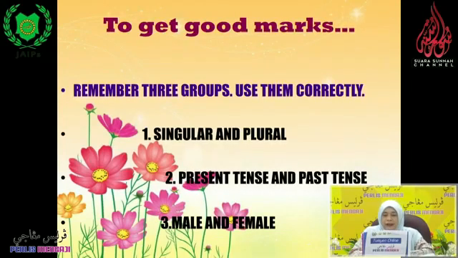Male and female. Use he for your father. Use she for your mother. Use lovely for your sister. Okay, that is what I mean by male and female. So to get good marks in your continuous writing, you start with these 3 groups. Focus on these 3 groups correctly, singular and plural, the present tense and the past tense, and the male and female. Only then you branch out with all the other techniques of writing.